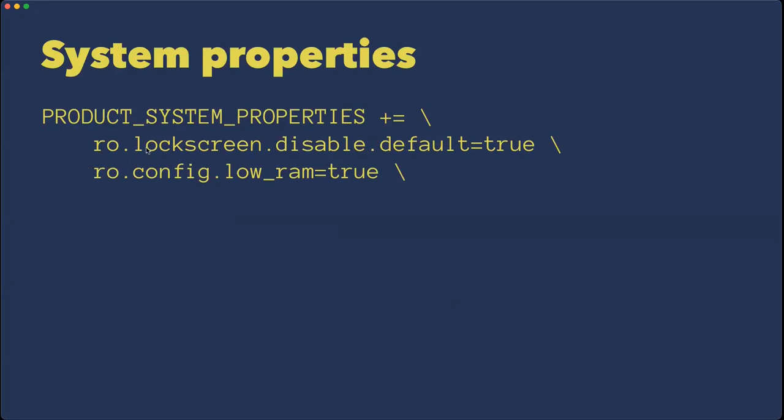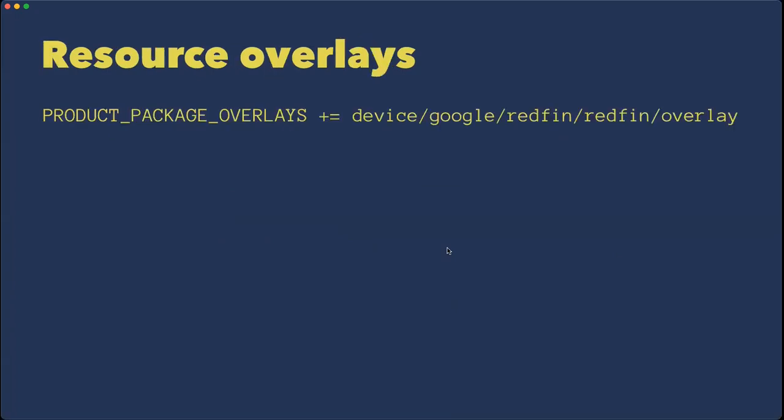And ro in front of them means that they are read-only, built into the system. Which properties exist? Well, there's lots of them, and you can define your own, and you have to search through the Android Open Source Project code base to find the ones you're looking for. It's a bit of detective work, I can tell you.